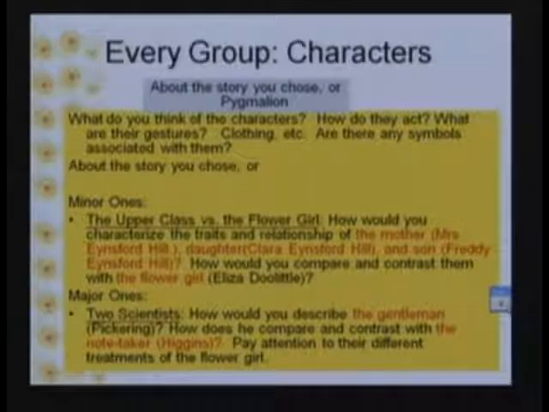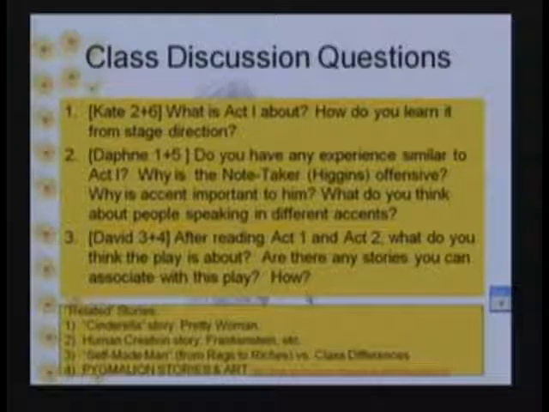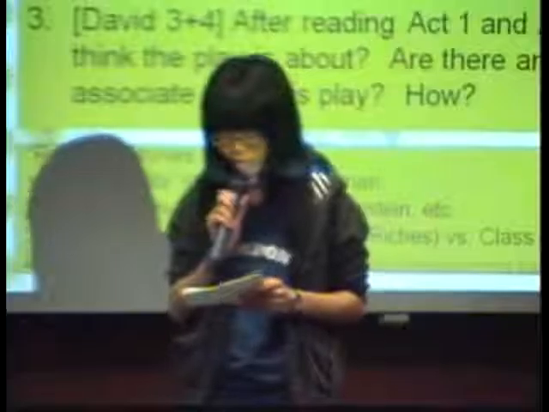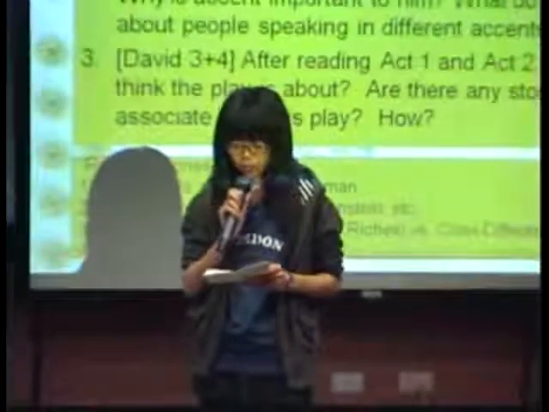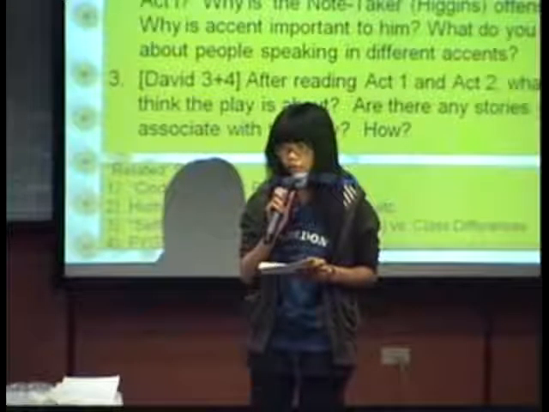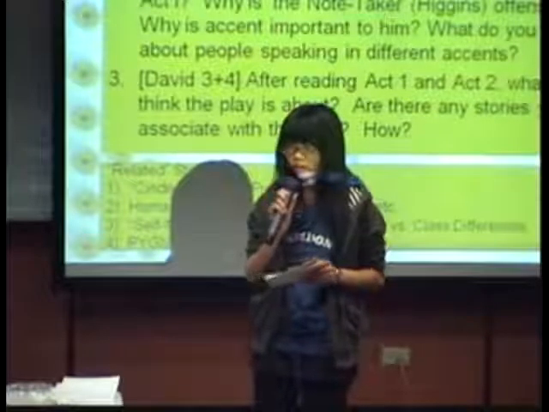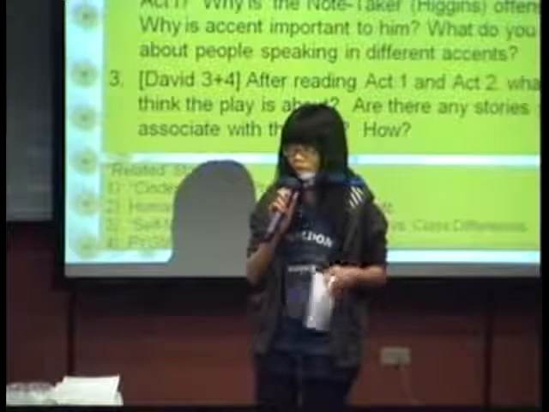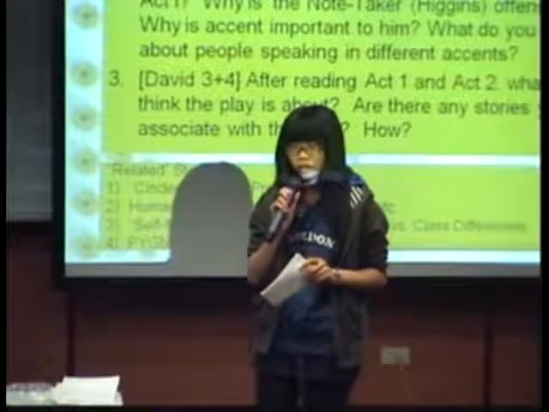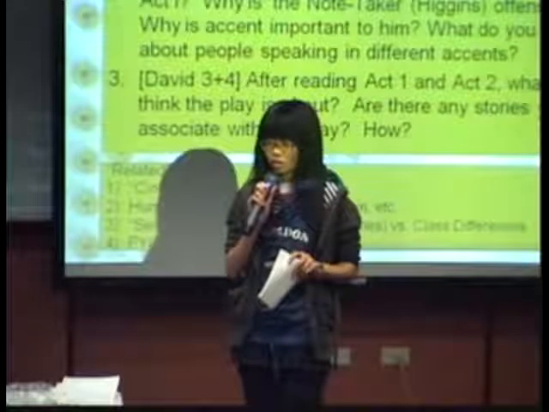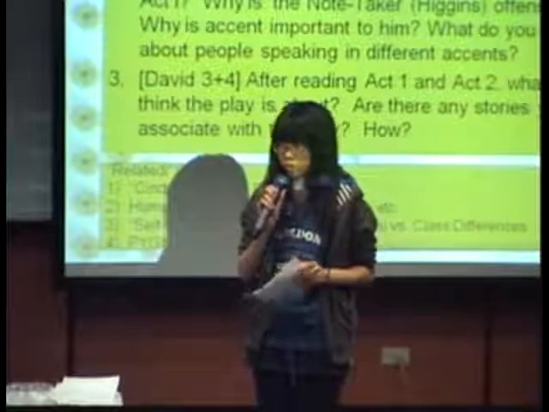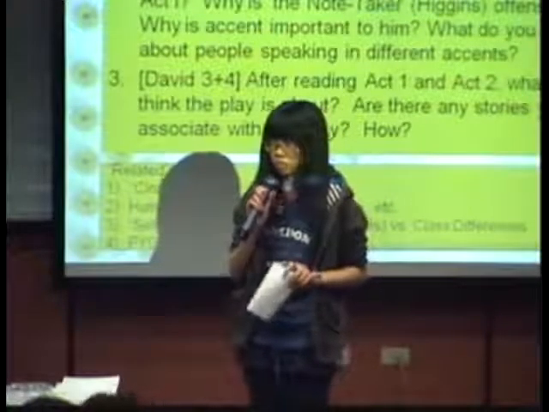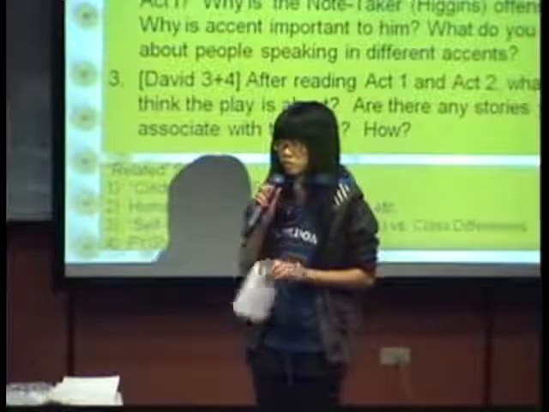Okay. So let's have group 2 and 6. I'm going to show you about what Act 1 is telling us. Okay, the background was about Eliza, who sold flowers near a theater and also around a church. And she encountered a family that went to the theater, and also a gentleman, Pickering, and the note-taker, Higgins.